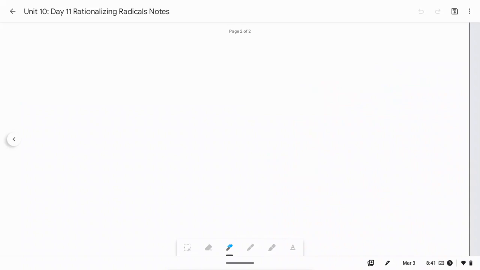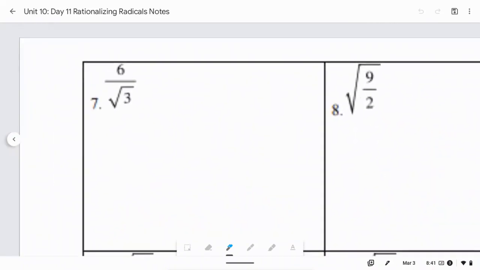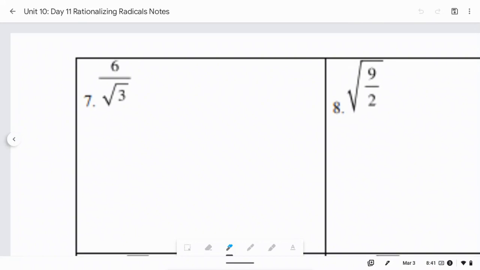Let's try a few more examples now on the back page, just so you can get the hang of this. So in example 7, I know I can't reduce the square root of 3, but I also can't leave it in the denominator. So to get rid of it, I'm going to multiply the numerator and the denominator by the square root I want to get rid of, which is the square root of 3.